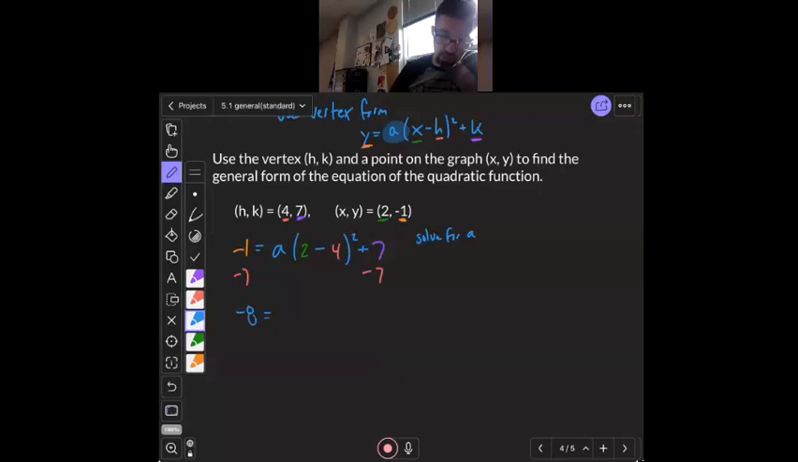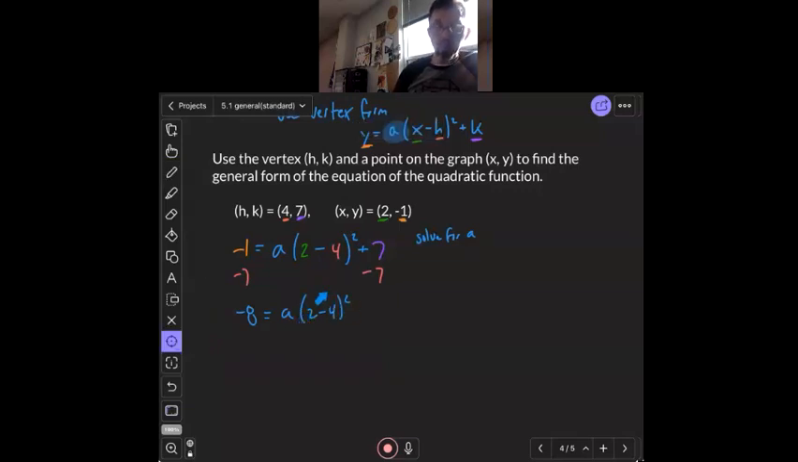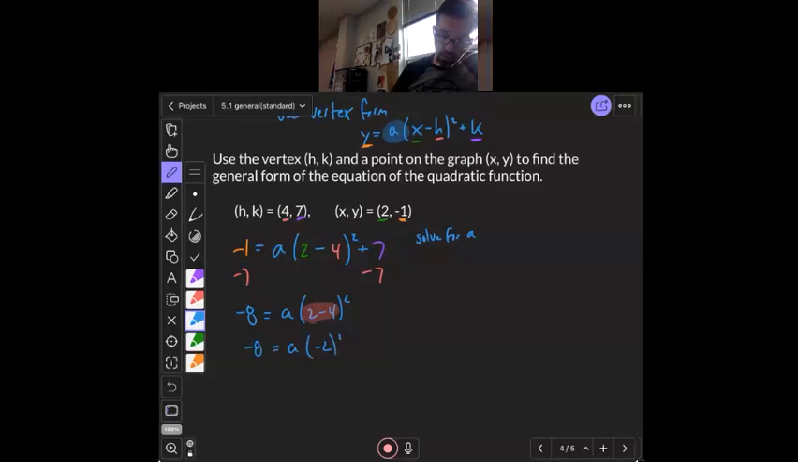So I get -8 equals a times 2 minus 4 squared. So now I just need to simplify this. Okay. So in order to just simplify that, order of operations tells me to do this first. -8 equals a times -2 squared. Now I can square it. -2 times -2 is 4. I don't write a4, right? We write 4a. So 4a equals -8. So of course a equals -2.